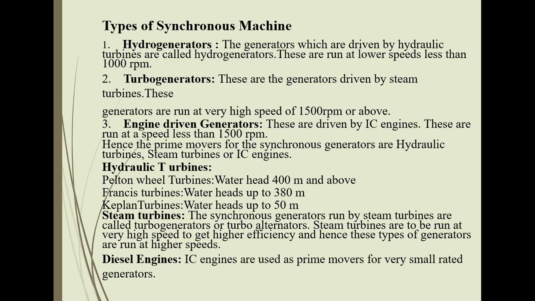They are run at very high speed to get higher efficiency, and hence these types of generators run at higher speeds. Steam turbines are the most used in generating stations. Diesel engines are used as prime movers for very small rated generators for industrial applications.